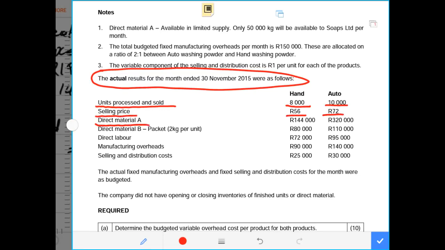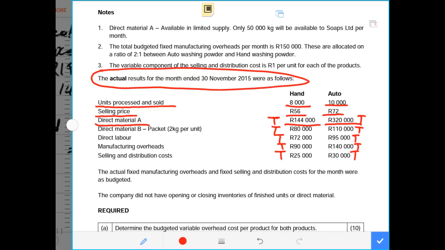Direct material A is 144,000 and 320. Remember, the figures here are given in total. This is the total and these are totals. Previously, the standard information was per unit. So now we are provided with the total information throughout, total information regarding the cost of the product.